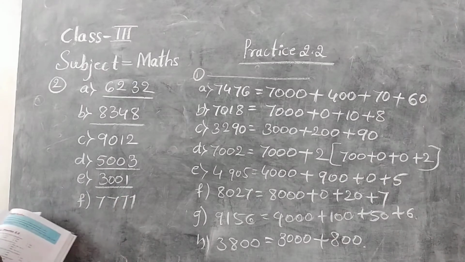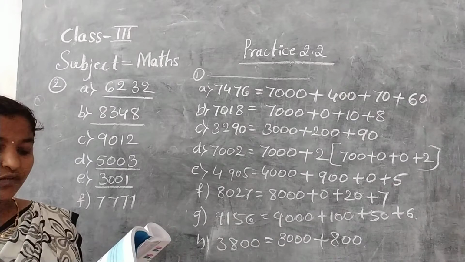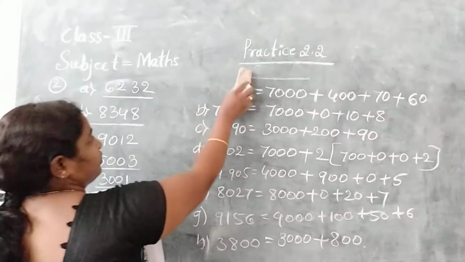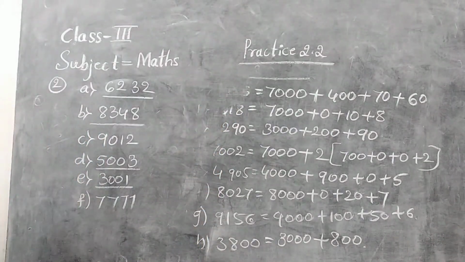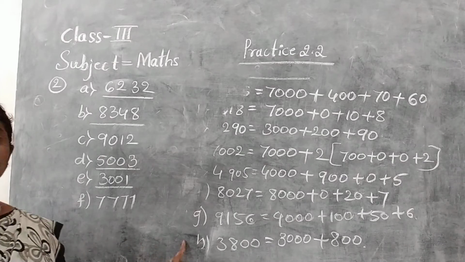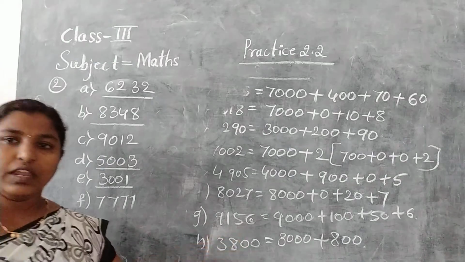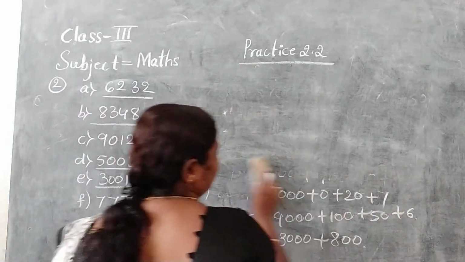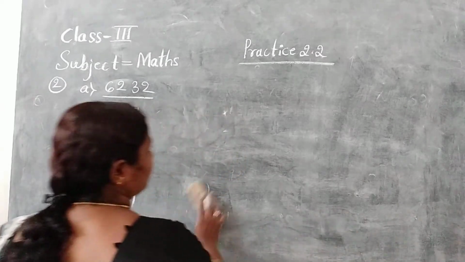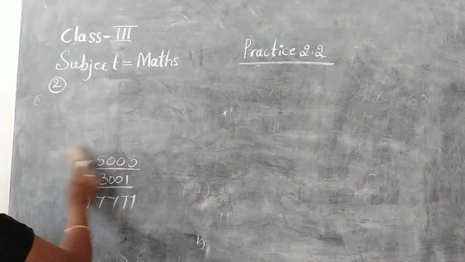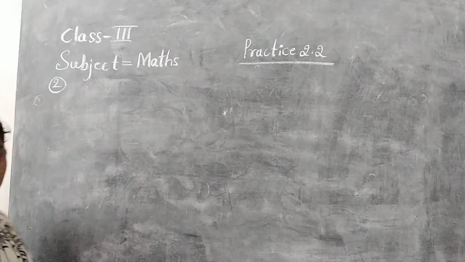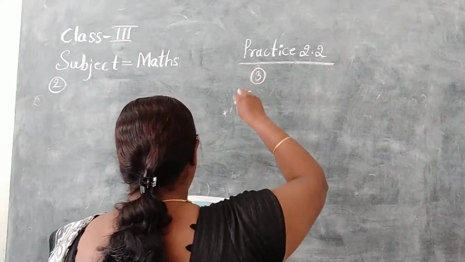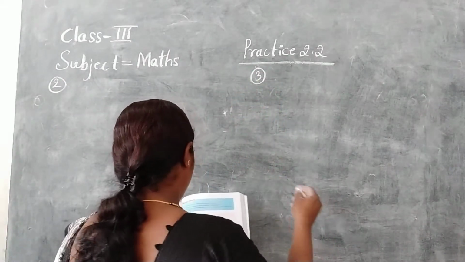7,777. Write the predecessor of each of the following numbers. Next, third one, predecessor. So write all these answers with the questions. Write the question, put an equal to sign in front of it, and then write the answer. Next, third question. Write the predecessor of the following numbers.